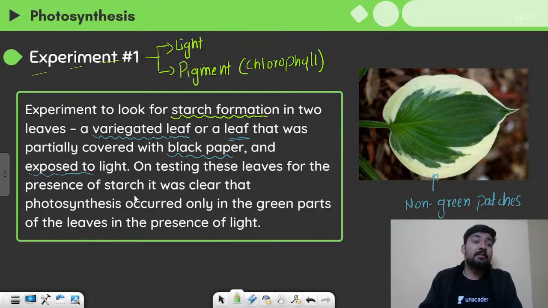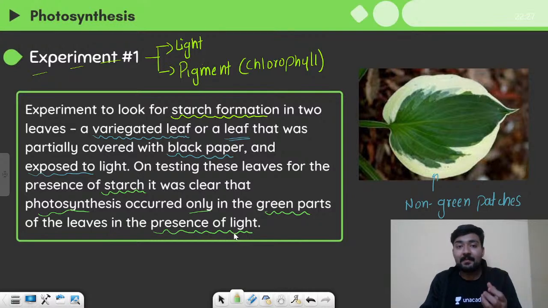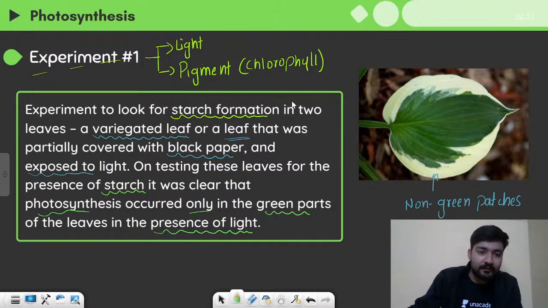On testing these leaves for the presence of starch, it was clear that photosynthesis occurred only in the green parts of the leaves in the presence of sunlight. So it was clear that photosynthesis only occurs in the green parts of the plant and it only occurs in the presence of sunlight. So this is the first experiment that gave us an idea of the significance of light and the pigments for photosynthesis, right?